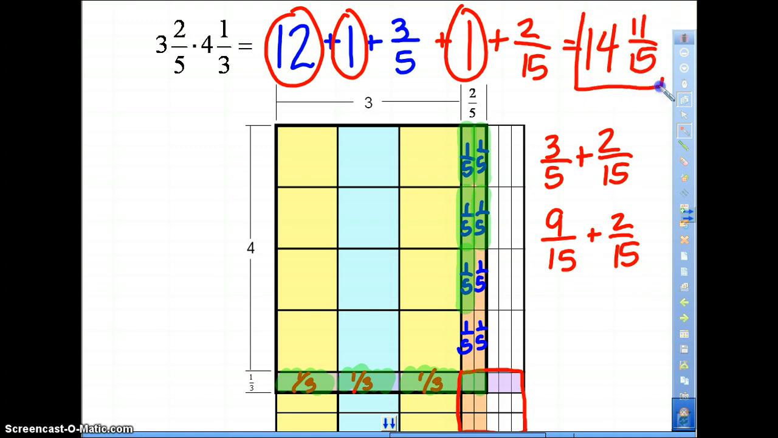11/15. Okay? Now, that's one way to multiply mixed numbers. That's the long way, and you don't always want to be drawing these pictures. So let me show you another way.